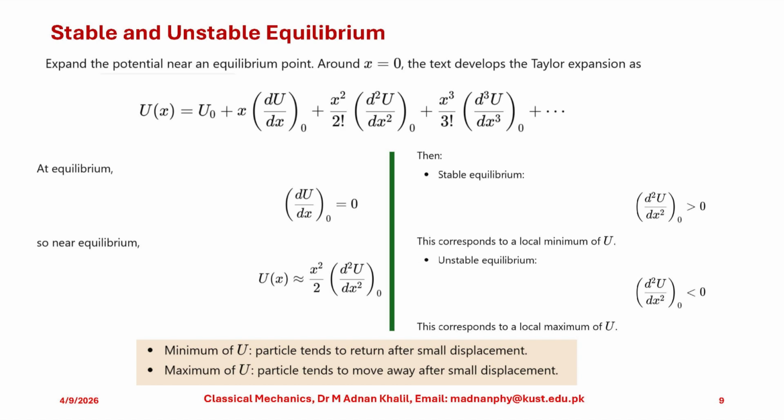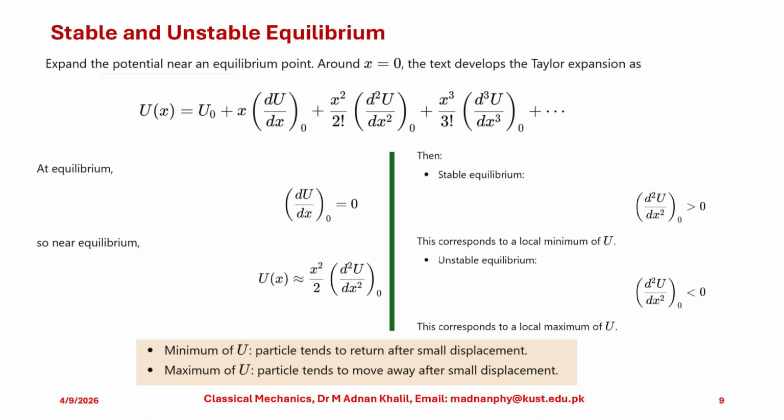If the particle is displaced slightly, the potential rises and the force tends to pull that object back towards the equilibrium position. On the other hand, if the second derivative of the potential at the equilibrium point is negative, then the potential has a local maximum, that is an unstable equilibrium. That is, a small displacement causes the particle to move further away instead of returning.